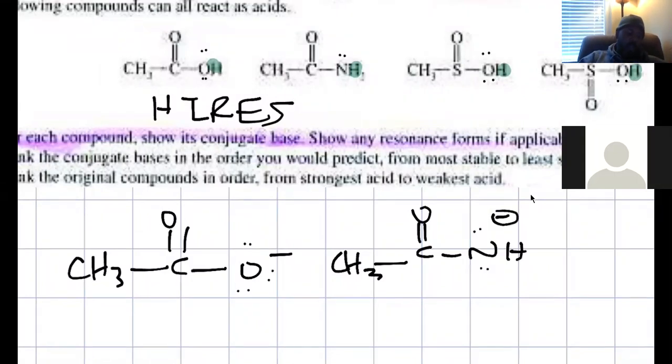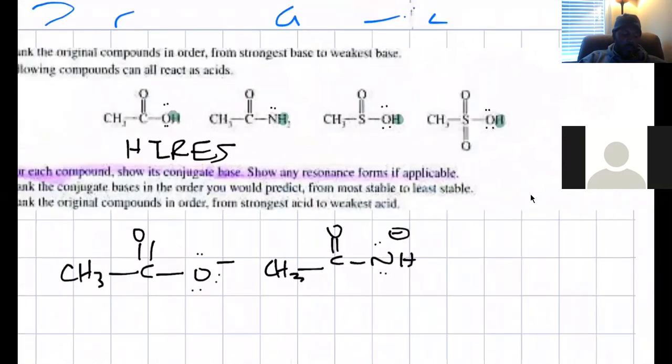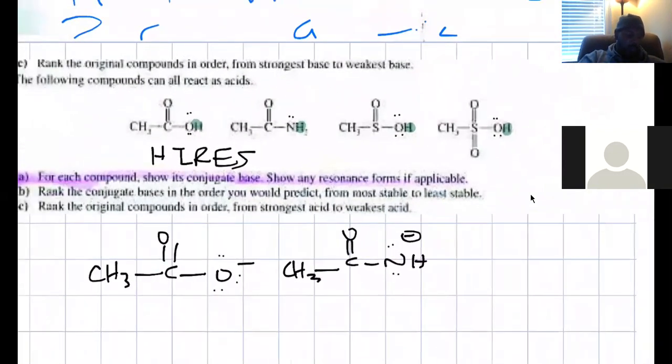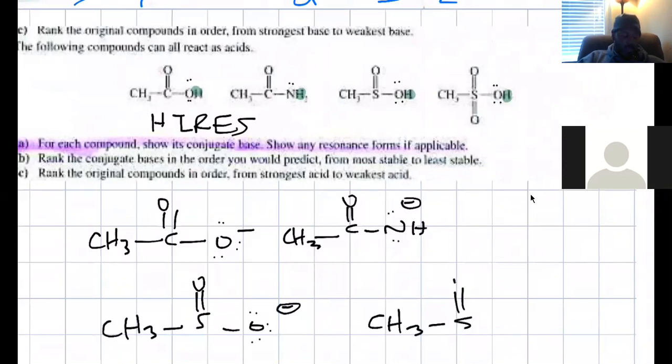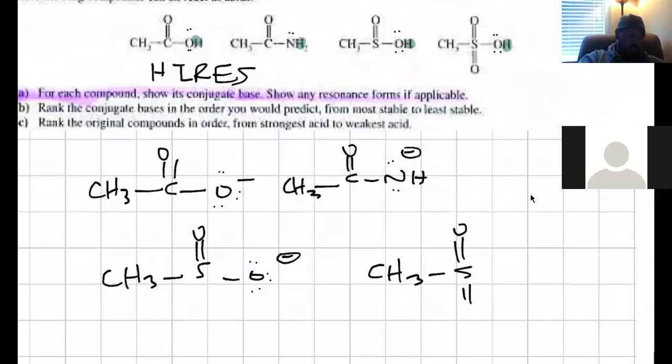Right? And then for the sulfonic acid, it would look like that. And then the last one would look like this. Right, so those are your 4 conjugate bases.